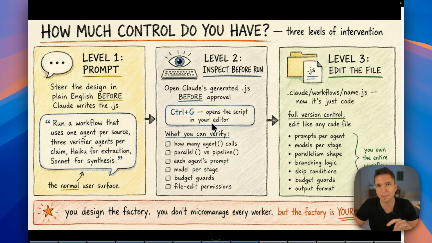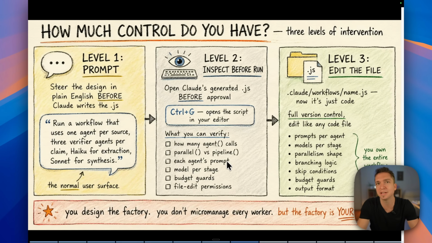We can inspect the file before we run it, whether you're in Claude Code or in the terminal. It will always pop up and say, hey, we're going to go and do this thing. Do you want to do that? And then you can go and look inside the file before it actually runs, where you can change the agent calls, how many agents run in parallel versus the pipeline, each agent's prompt, the model per stage, any budget guards that you want to put in there.